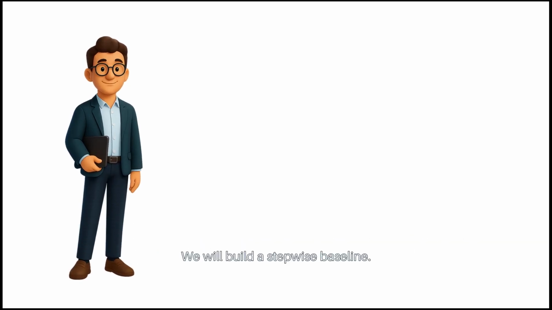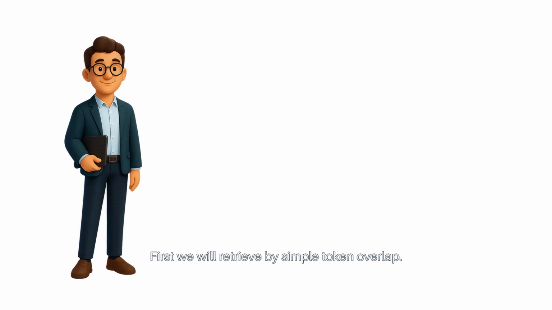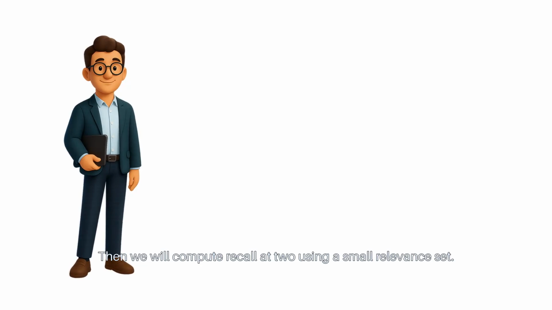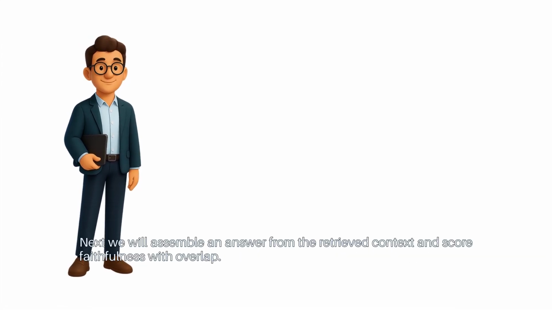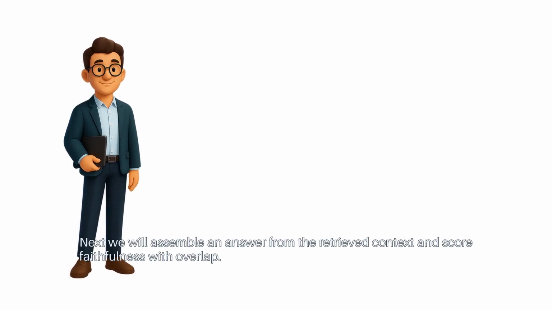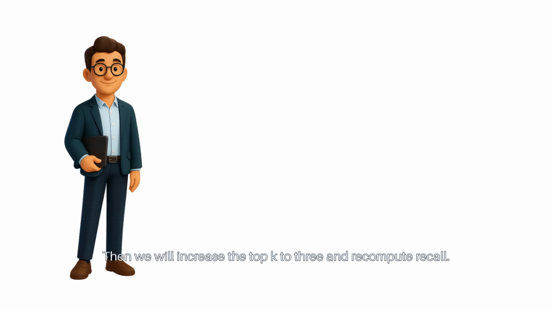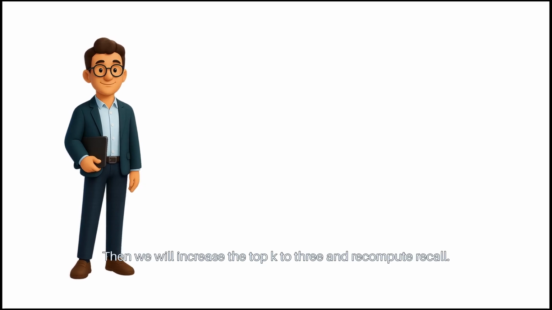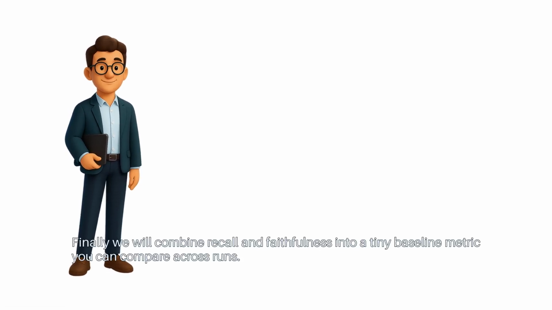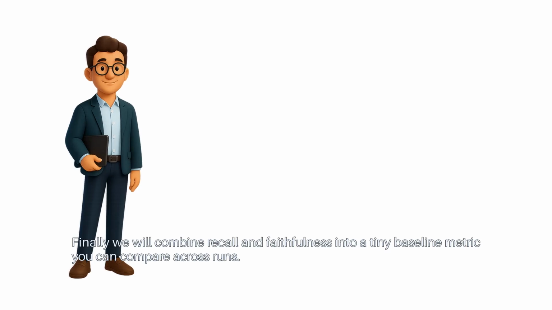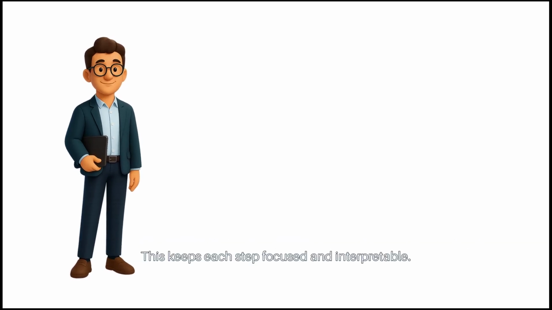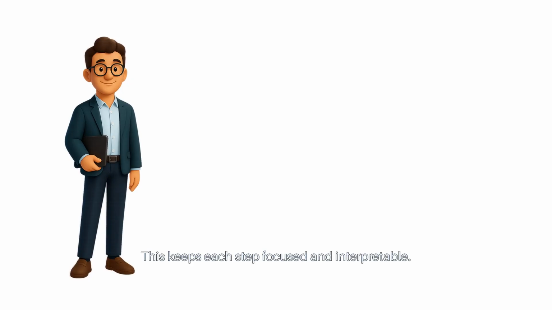We will build a stepwise baseline. First, we will retrieve by simple token overlap. Then we will compute recall at 2 using a small relevance set. Next, we will assemble an answer from the retrieved context and score faithfulness with overlap. Then we will increase the top k to 3 and recompute recall. Finally, we will combine recall and faithfulness into a tiny baseline metric you can compare across runs. This keeps each step focused and interpretable.